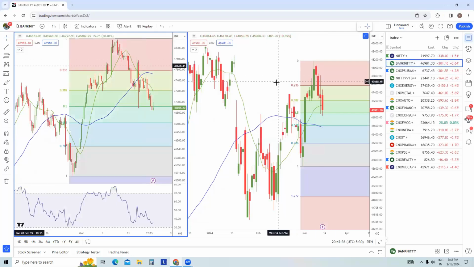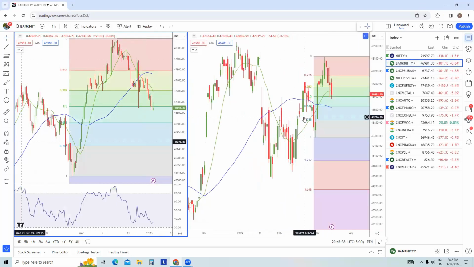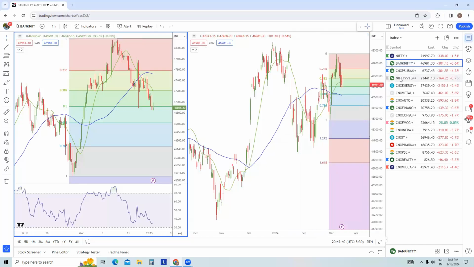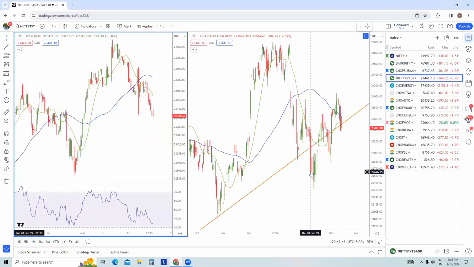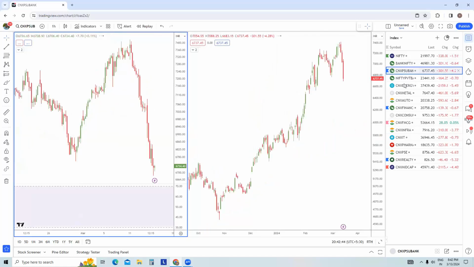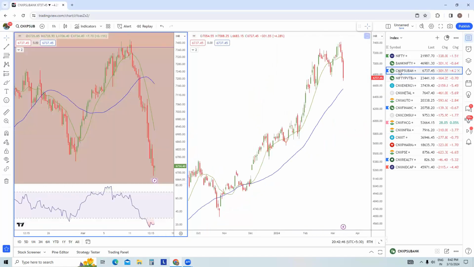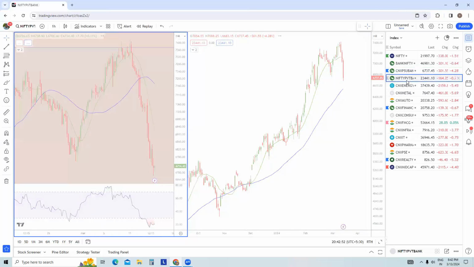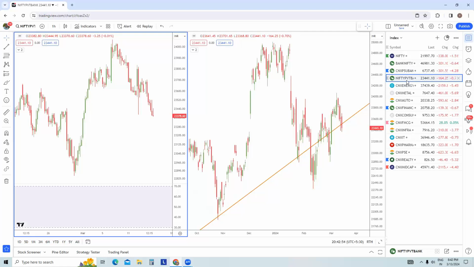Now, if you look at the Bank Nifty, it is slightly different. Why? Because the private banking stocks had already corrected and PSU banking stocks were rallying. So if you check properly, what has happened today is the PSU bank stocks have corrected more than private banking stocks. This is what could be surprising for all of you.